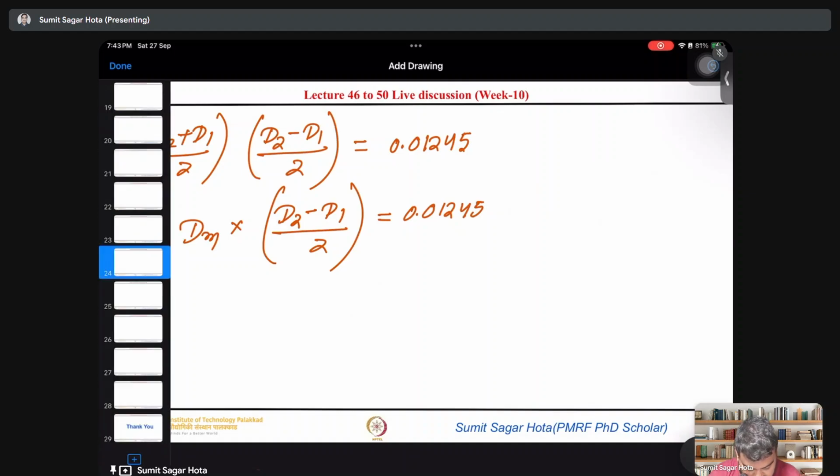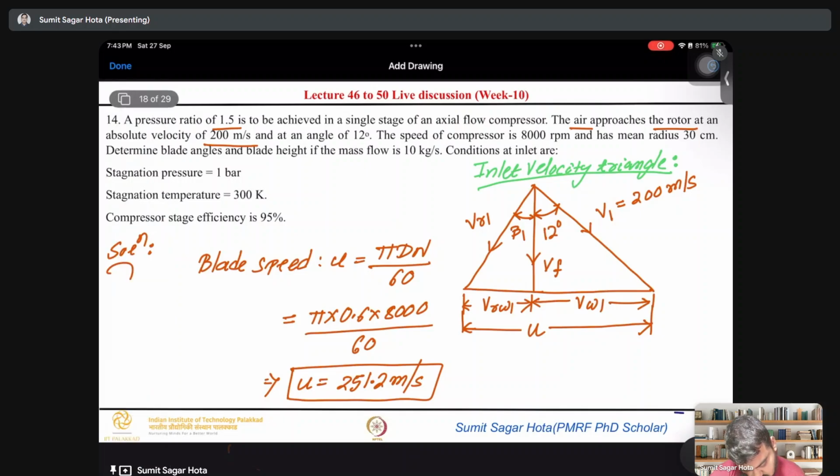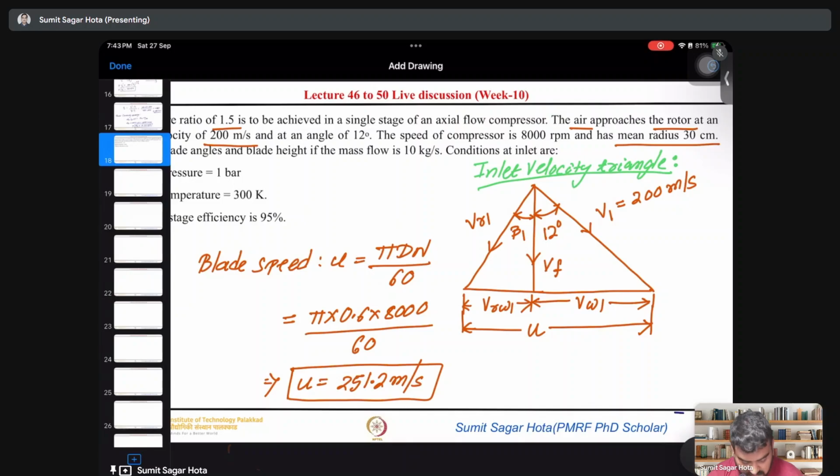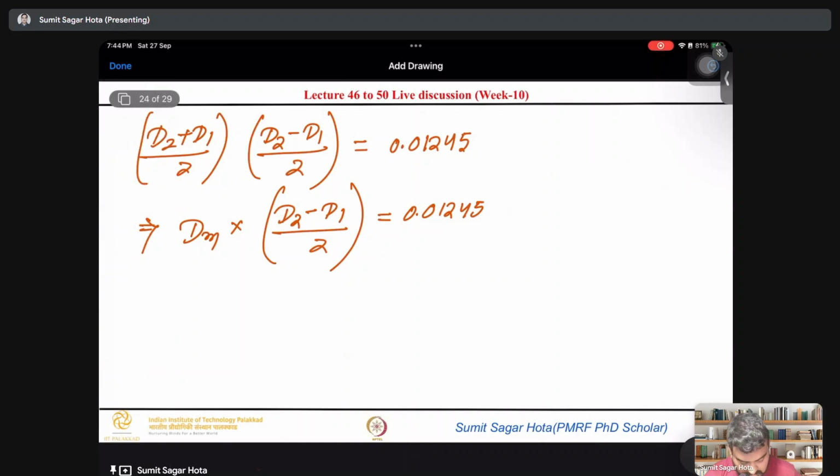In the question, the dm value is actually given. The mean radius is given as 30 centimeter. What does it mean? That means rm is 30 centimeter, which is equal to 0.3 meter. So dm will be 60 centimeter, which is 0.6 meter. So 2 into 30 by 100 is equal to 0.6.